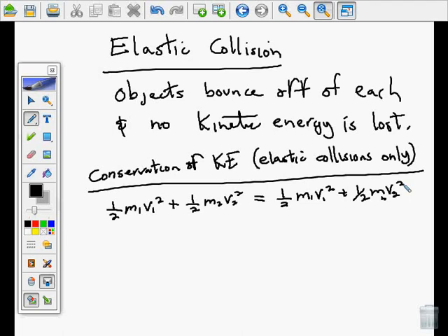Now, some people put in extra subscripts like initial, final. If that helps you, great. If that confuses you, just remember what they are.